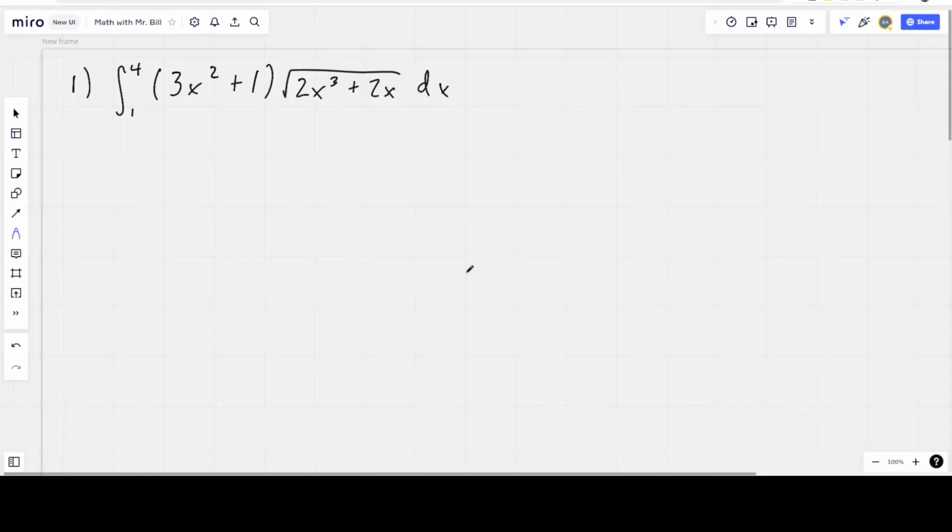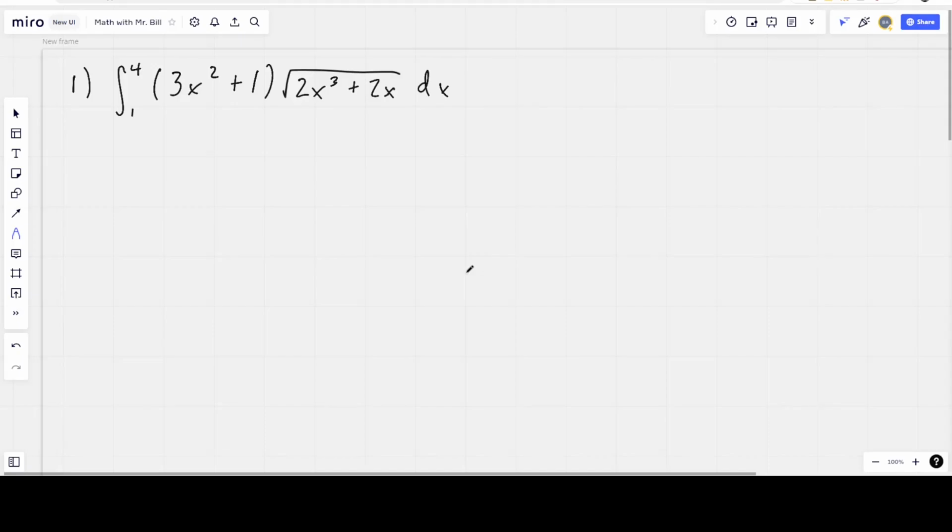We're asked to integrate from 1 to 4 the product 3x squared plus 1 times the square root of 2x cubed plus 2x. When I look at this first, the thing about integration is that everything's an art, right? There are a few things you can use as a structure, but oftentimes it's just a matter of looking at the integral and going, well, I think this is going to work. Try it. If it works, great. If it doesn't, you have to try another technique.